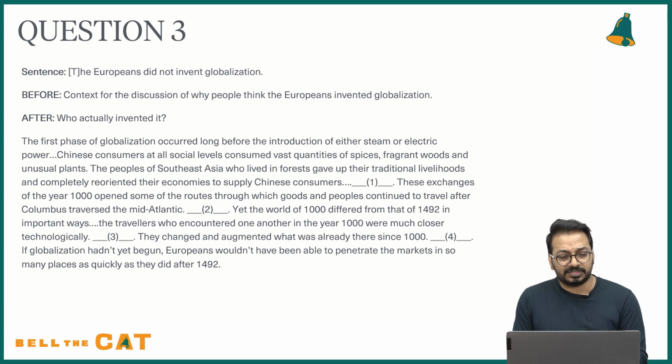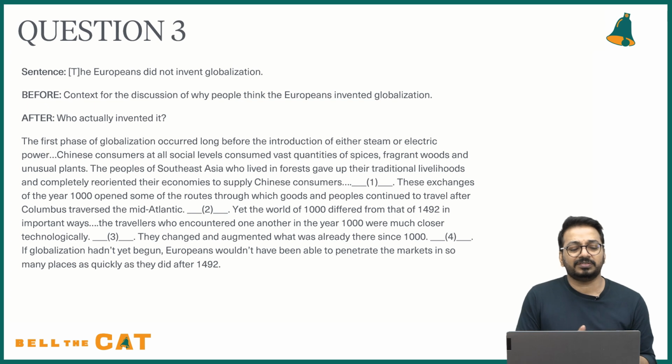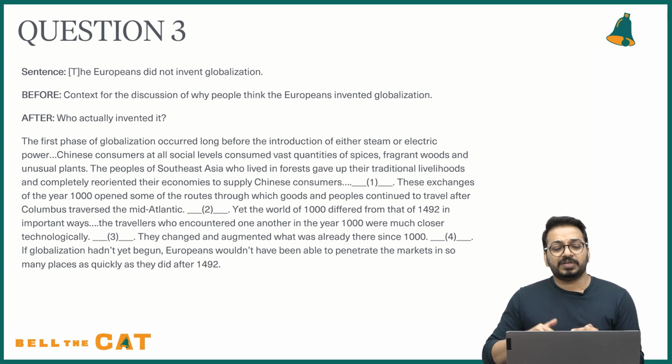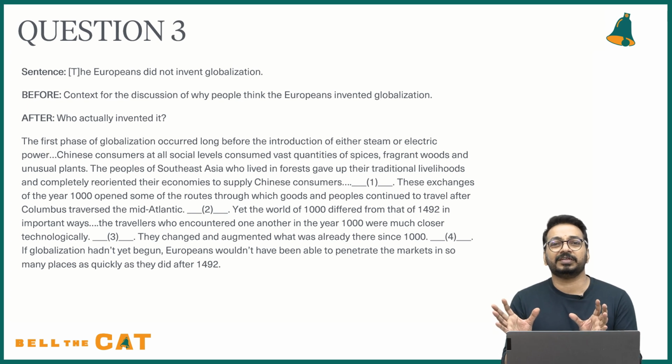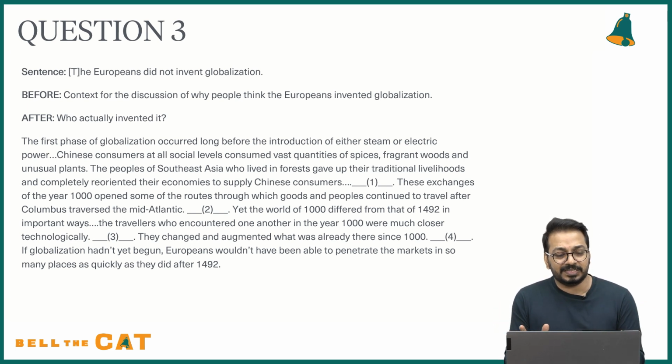So this concern, yet the world of 1000 differed from that of 1492 in important ways. The travelers who encountered one another in the year 1000 were much closer technologically. So 1492 is much later. They're saying that the world of 1000 and the year 1492 was very, very different, in the sense that the travelers who encountered one another were much closer, right? So after that, the next sentence is tricky. They changed and augmented what was already there since 1000.